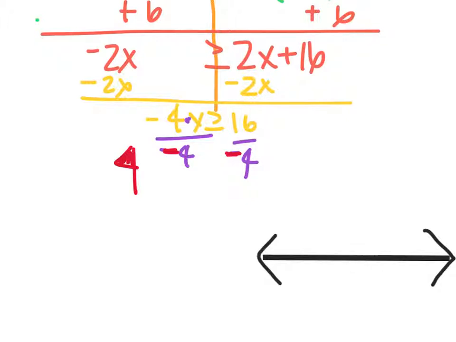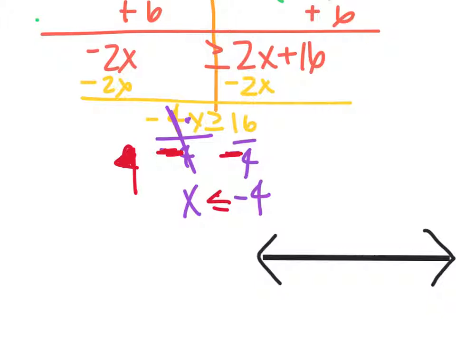So a negative 4 over negative 4, those still are going to cancel, and I get x. 16 divided by negative 4 is negative 4. But because I had this red flag here, because this number was negative, I have to flip the direction of my inequality sign. So it'll be x is less than or equal to negative 4.